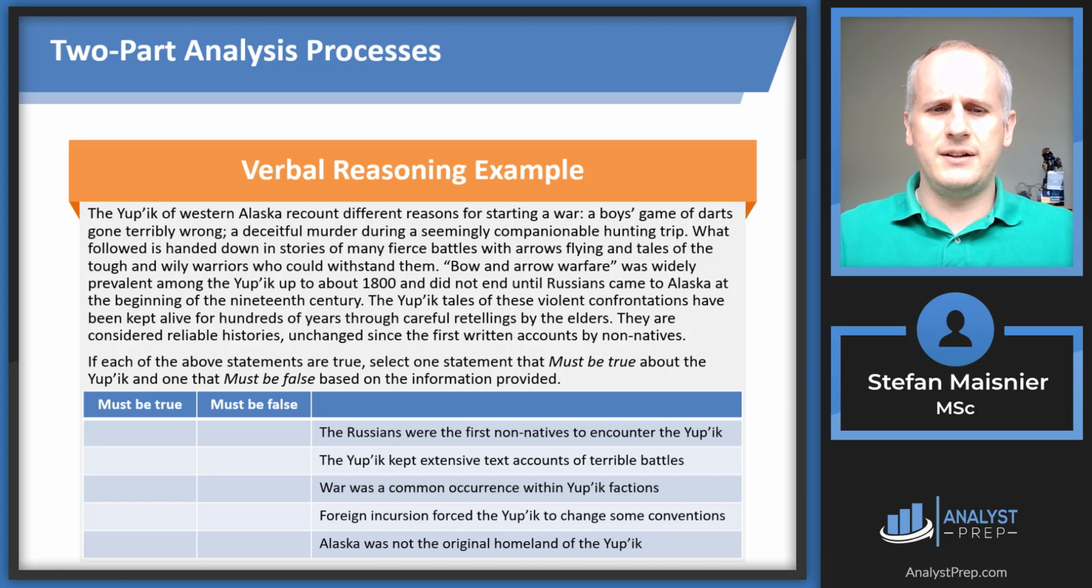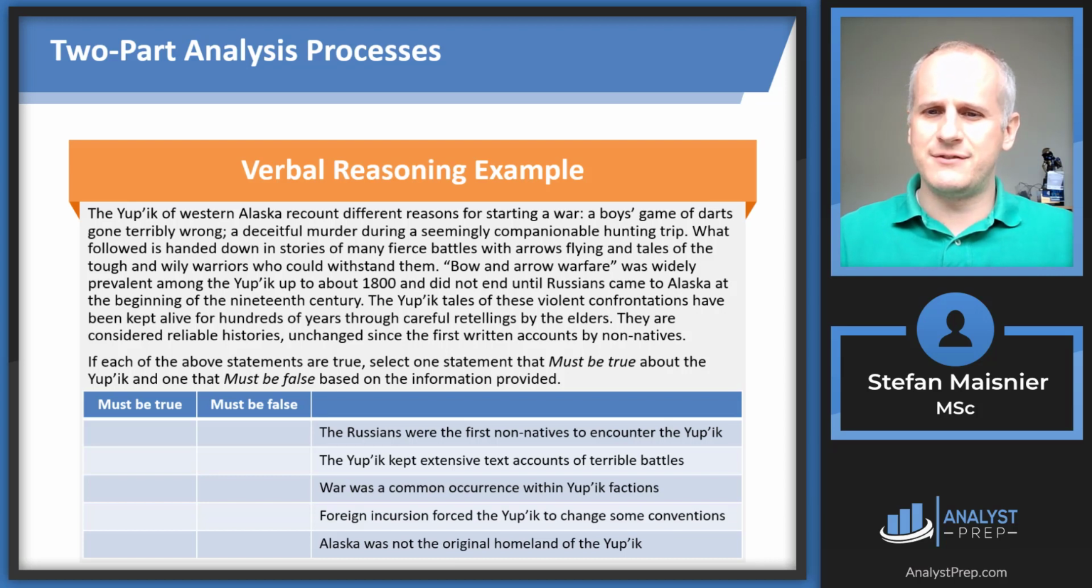The Yupik of Western Alaska recount different reasons for starting a war. A boy's game of darts gone terribly wrong, a deceitful murder during a seemingly companionable hunting trip. What followed is handed down in stories of many fierce battles, with arrows flying and tales of the tough and wily warriors who could withstand them. Bow and arrow warfare was widely prevalent among the Yupik up to about 1800 and did not end until Russians came to Alaska at the beginning of the 19th century.